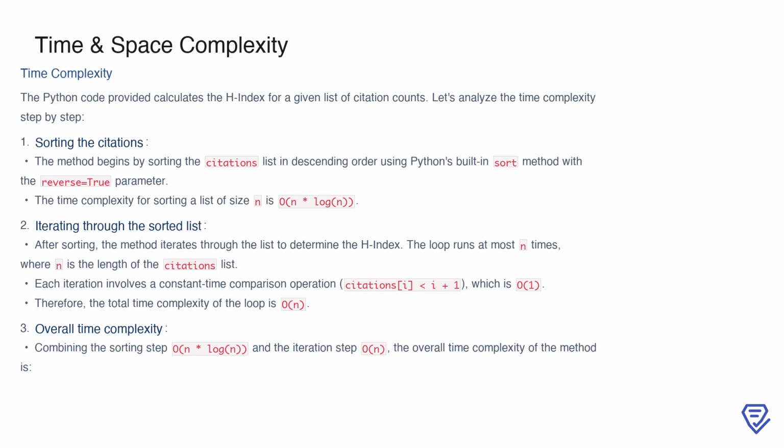Once the list is sorted, the algorithm iterates through it to determine the H-index. This loop runs at most n times, where each iteration involves a simple comparison, which is a constant time operation or O(1). Therefore, the iteration step as a whole has a time complexity of O(n). When we combine the sorting step, O(n log n), with the iteration step, O(n), the overall time complexity is determined by the dominant term, which is O(n log n).